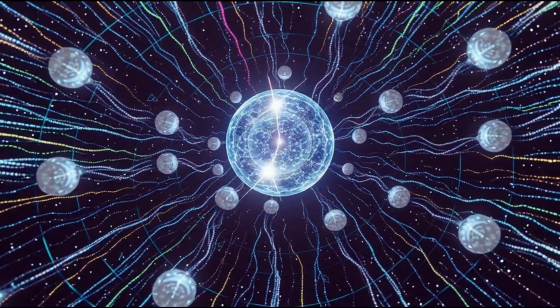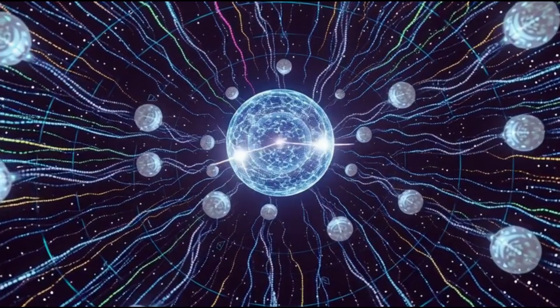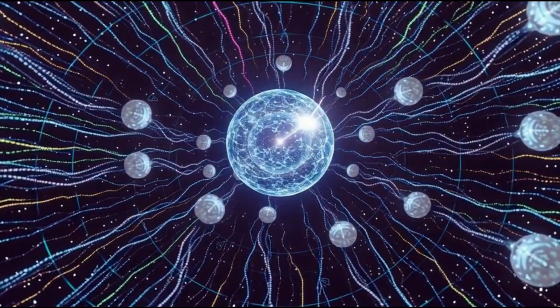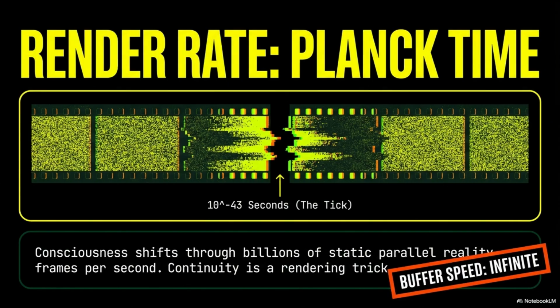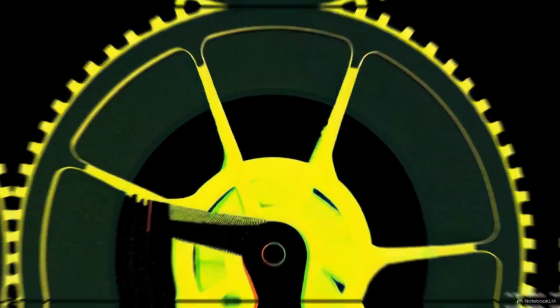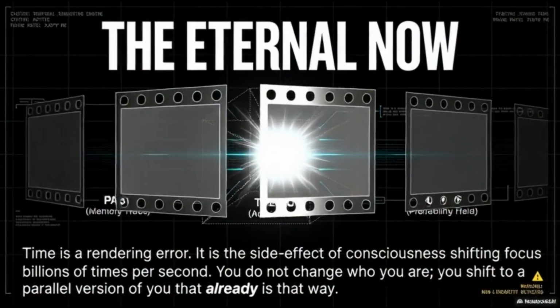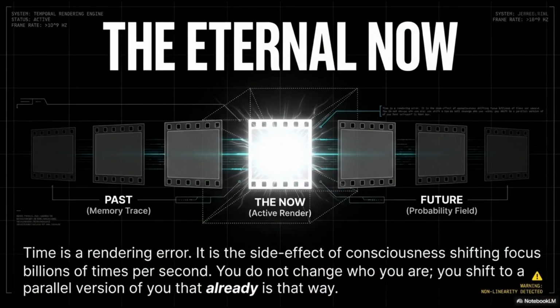Time itself is an illusion. Scientists have measured the shortest possible duration of physical reality, calling it Planck time. Your consciousness actually shifts through billions of parallel frames every second, much like the still frames of a film strip running through a projector, creating the experiential side effect of a continuous flow of time.